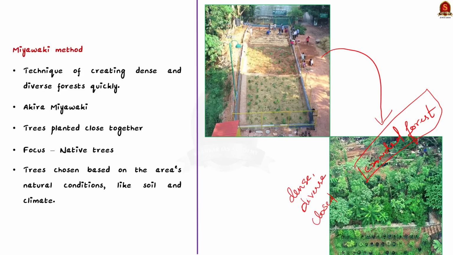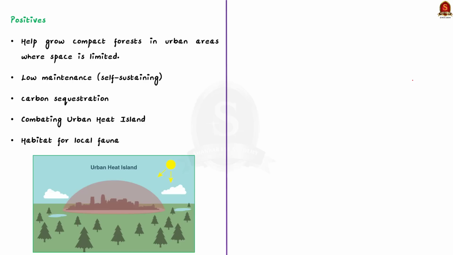In addition to this, in this method, the plants are chosen based on the area's natural condition like soil and climate. This helps the forest grow better. In simple words, the Miyawaki method is a fast way of making forest by planting many different trees close together. Now, what are the benefits of the Miyawaki method? Firstly, this method helps us grow compact forest in urban areas where space is limited.